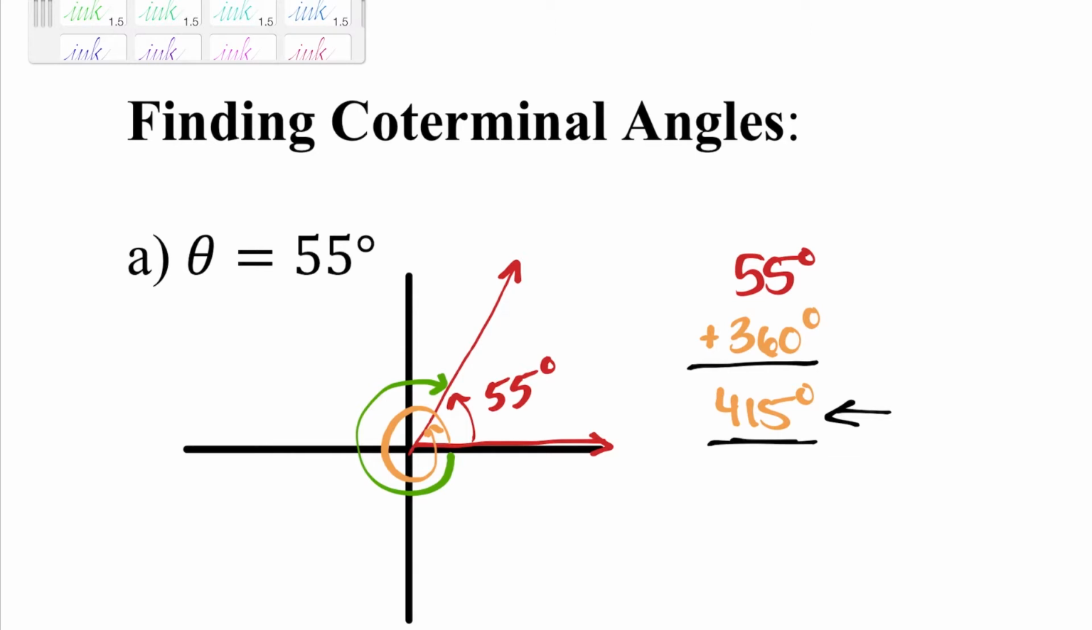So what I do in order to figure out what this angle is, I take 55 degrees and I subtract 360. And that is going to give me negative 305 degrees. And this is another perfectly fine solution right here. So you have two possible solutions.